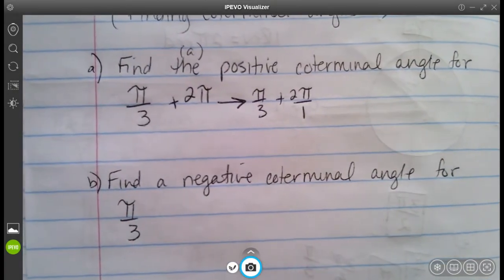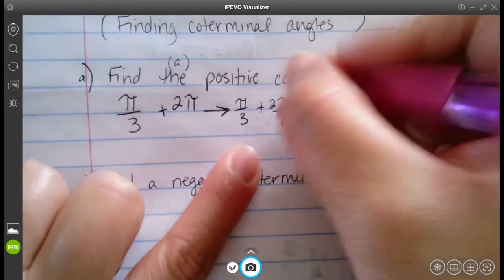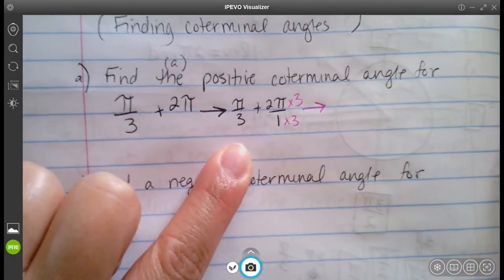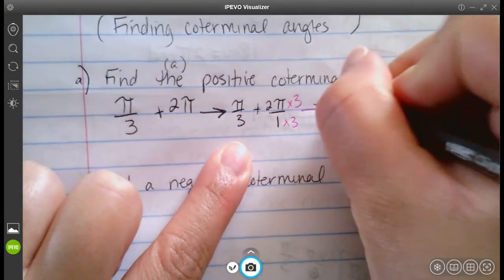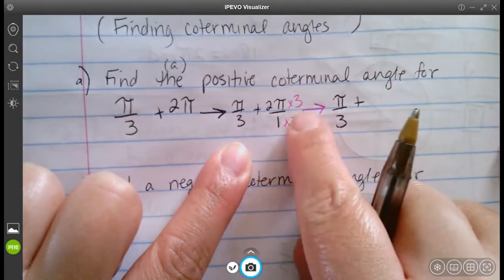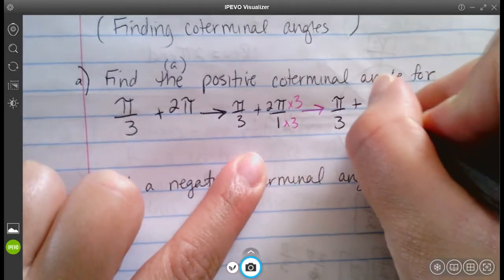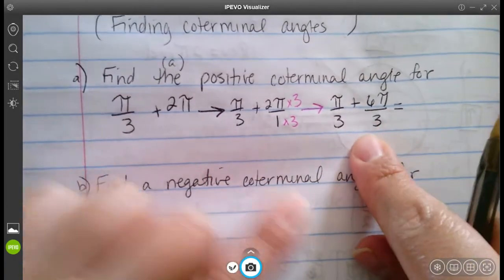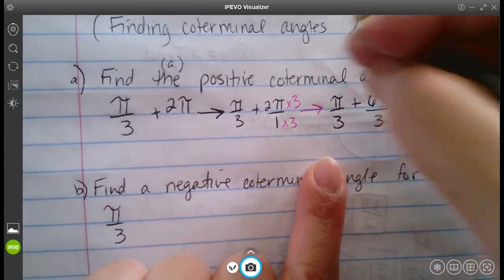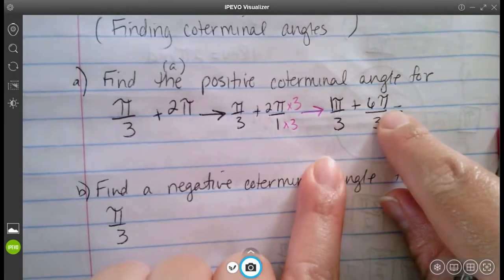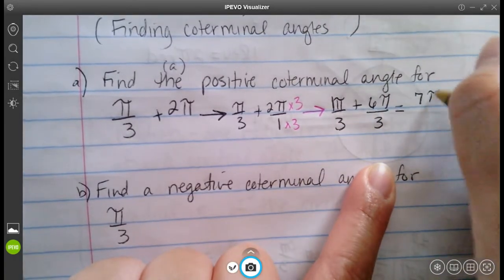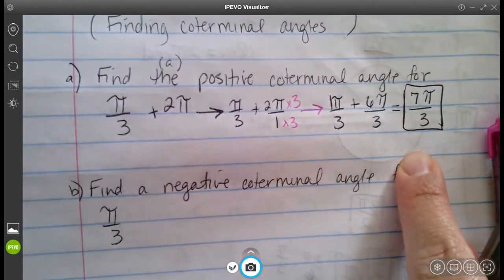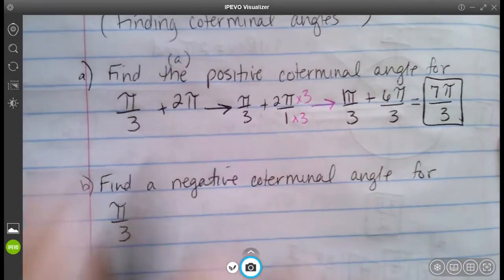And we have to have common denominators. So since this one has a 3, I'm going to multiply this one times 3, which is going to give me pi thirds plus 3 times 2 is 6. We want to leave the pi there, so 6 pi over 3. Okay, and now that they have the same denominator, I can add them. So there's an imaginary 1 here. 1 plus 6 equals 7, and we just bring the pi along with it. So 7 pi thirds is an example of a coterminal angle with pi thirds.